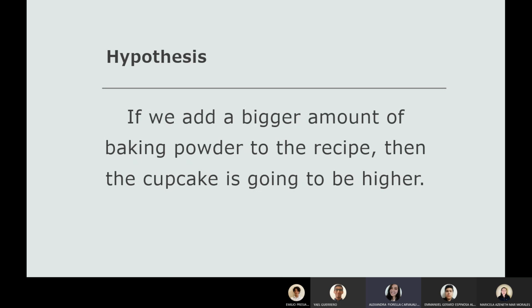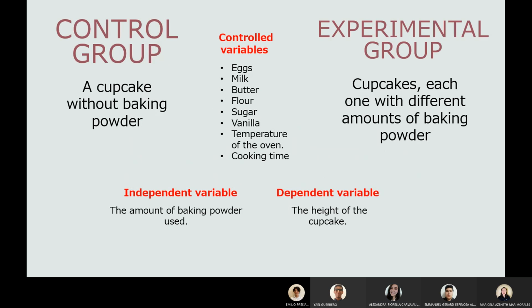As our hypothesis, we have that if we add a bigger amount of baking powder to the recipe, then the cupcake is going to be higher. As our control group, we have a cupcake without baking powder. As an experimental group, we had cupcakes, each one with a different amount of baking powder. Controlled variables are eggs, milk, butter, flour, sugar, vanilla, temperature of the oven, and cooking time. As our independent variable, we have the amount of baking powder used, and our dependent variable is the height of the cupcake.